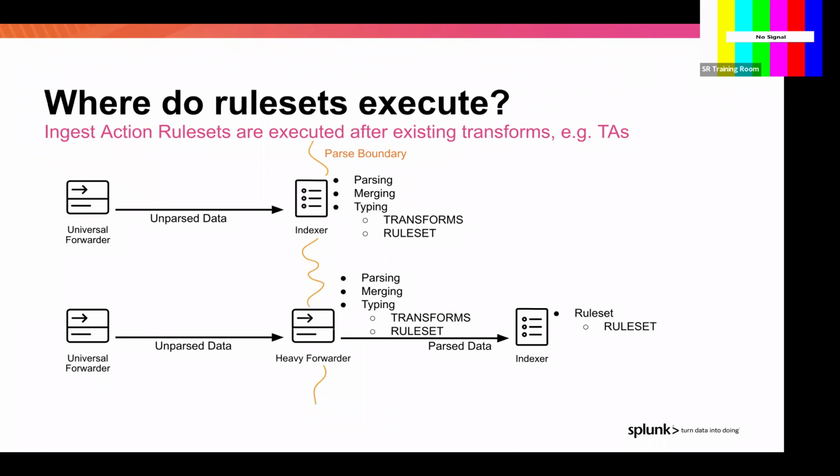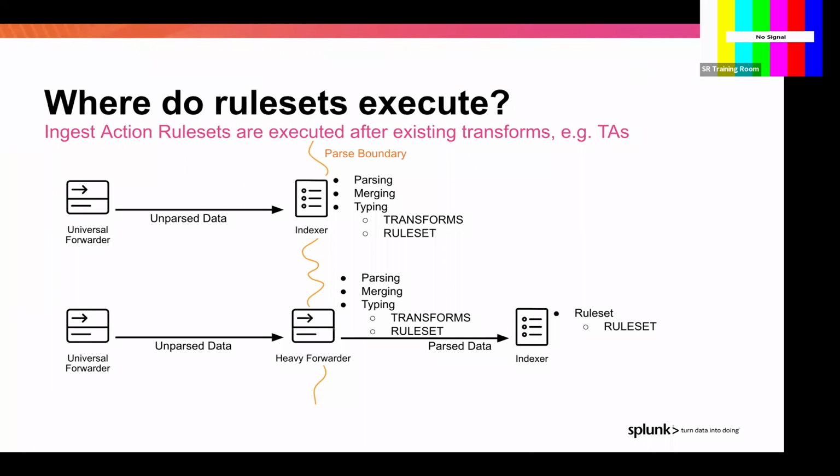There's this idea I'm taking from one of the SE architects that describes something called a parse boundary. Once data hits that particular node and it gets parsed, that's the only place that transforms can execute. But the new thing about rule set is that once you're past that boundary, rule set can keep executing in every layer afterward. So if you had a universal forwarder sending stuff to a heavyweight forwarder, which is sending on stuff to an indexer, you can run Ingest Actions on the heavyweight forwarder and the indexer simultaneously. You can both do different things.